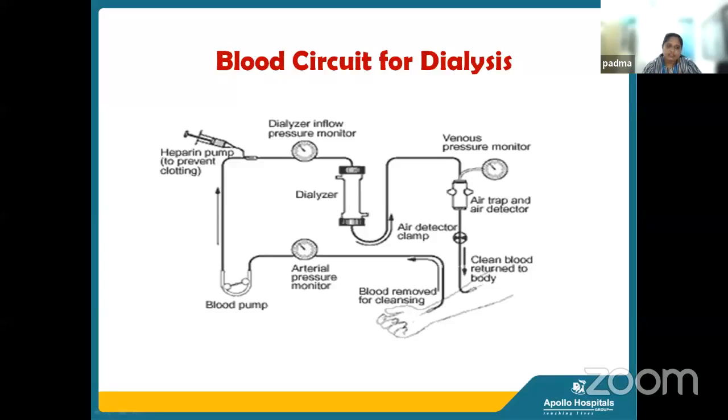This syringe will be connected to the arterial blood line, and also there will be an arterial chamber, and the pressure part will be connected to the monitor. So this blood will be coming to the dialyzer. In this dialyzer, there is what we call a semi-permeable membrane. The blood will be flowing inside the membrane, and the dialytic fluid will be flowing outside the membrane.